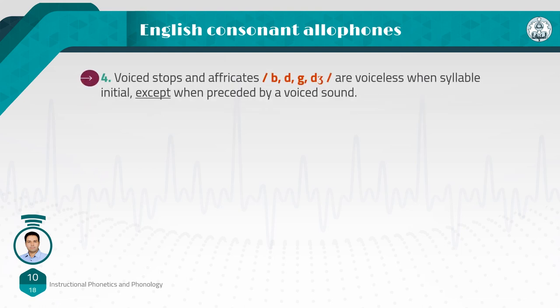Number 4. Voiced stops and affricates b, d, g, and j are voiceless when syllable initial, except when preceded by a voiced sound. So they are always voiceless at the beginning of the words, except when there is a voiced sound before it. A day versus this day. In the first example, a day, because the vowel is voiced and d, which is a voiced stop, is preceded by this voiced sound, then you can hear that d in a day is completely voiced. Now compare it with this day.